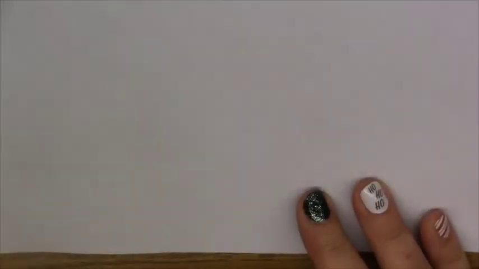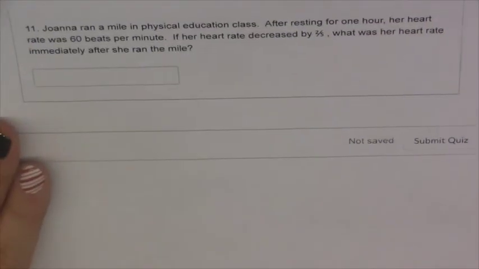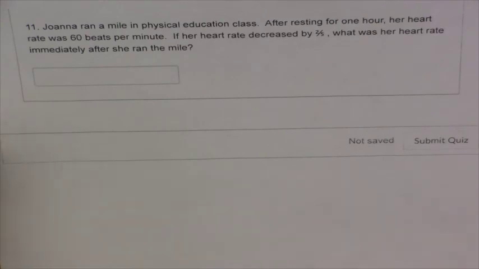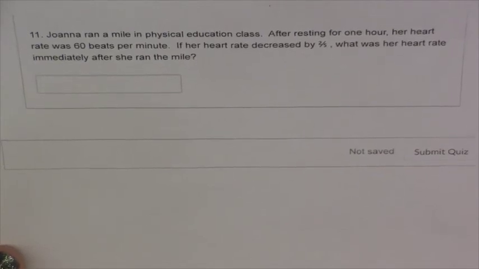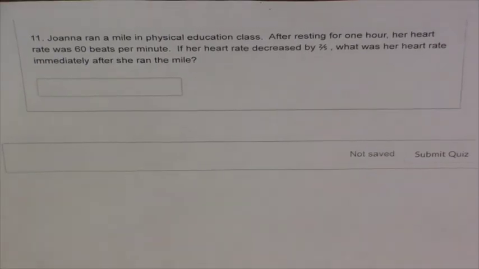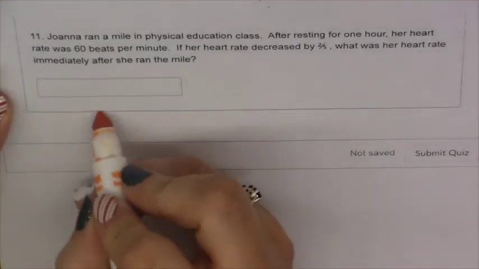All right, and question 11. Joanna ran a mile in physical education class. After resting for 1 hour, her heart rate was 60 beats per minute. If her heart rate decreased by 2/5, what was her heart rate immediately after she ran the mile? This would be a great question to do our tape diagrams on.